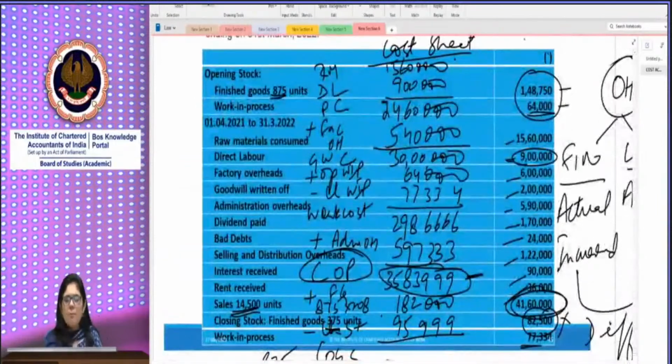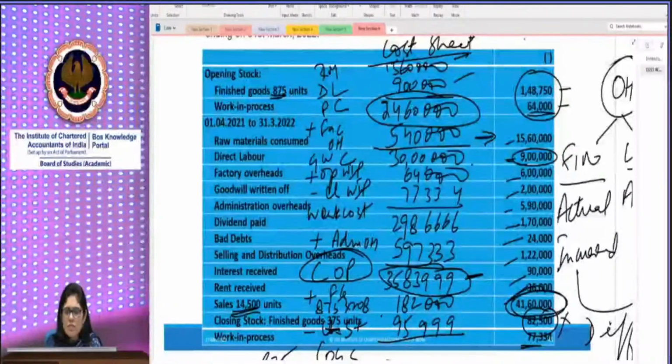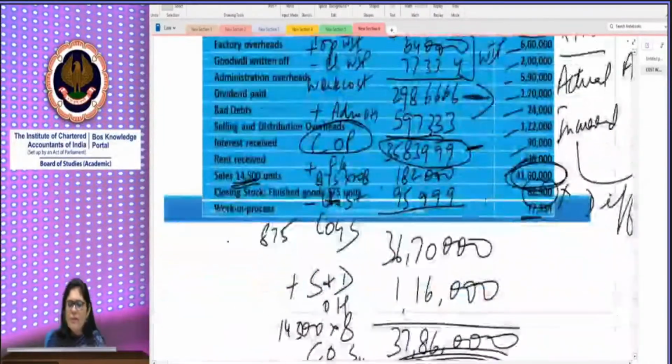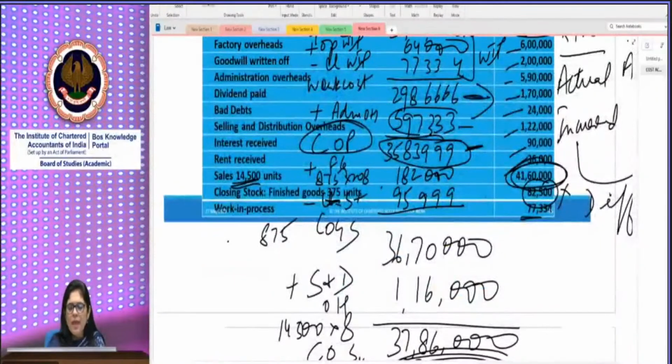I'm just going through it again. Cost sheet: raw material, direct labor, we get the prime cost, the first landmark. To the prime cost, we add factory overheads. It's always absorbed. We get gross works cost. To gross works cost, we adjust WIP stock. Opening, we add. Closing, we deduct. We get the works cost, the second landmark. Then we add the admin overhead. Again, it's absorbed. We get cost of production.